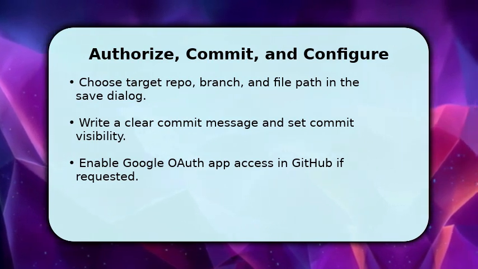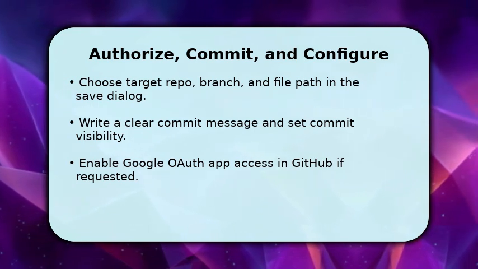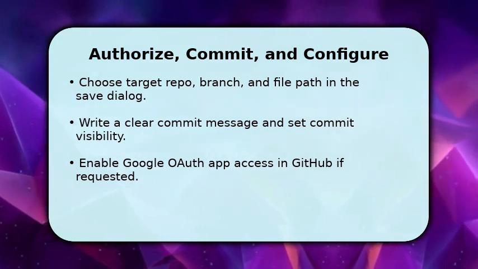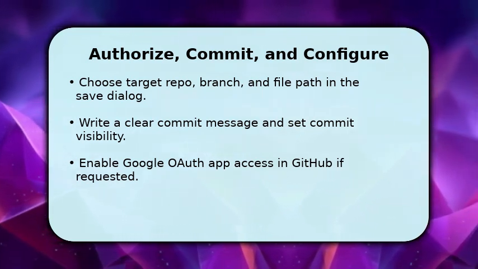If GitHub requires you to approve the Google OAuth app, follow the prompt inside GitHub settings to grant permission. Once approved, Colab can push commits automatically, and you'll see your notebook appear in the chosen branch.